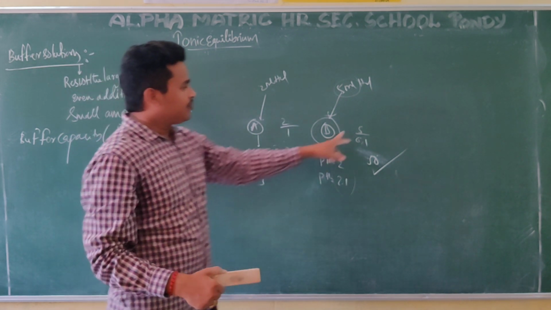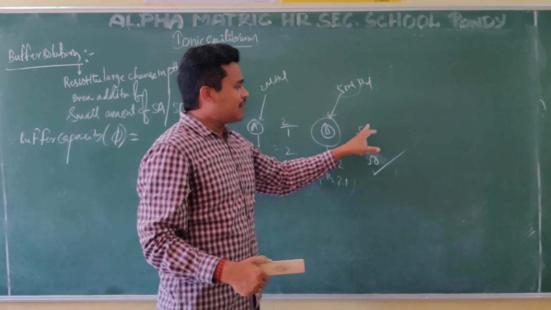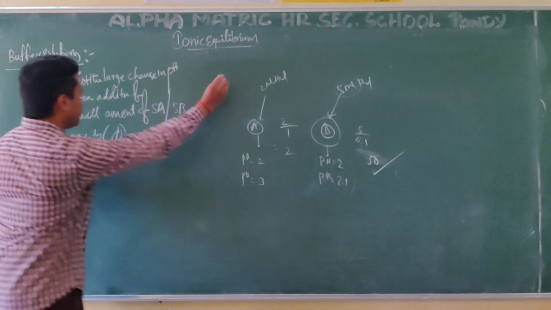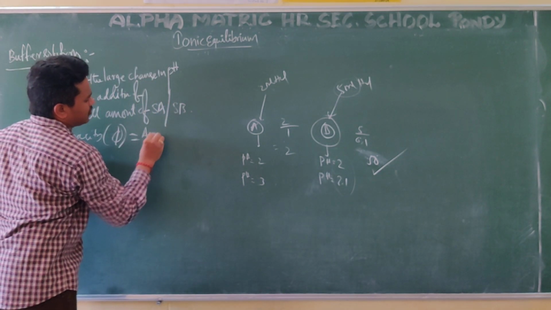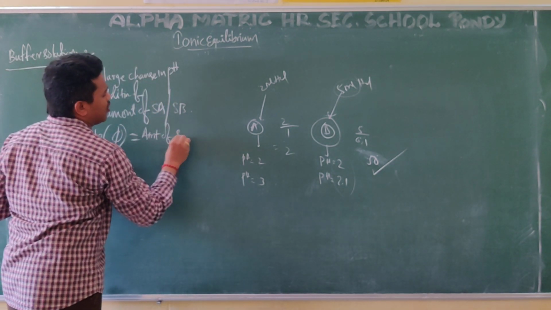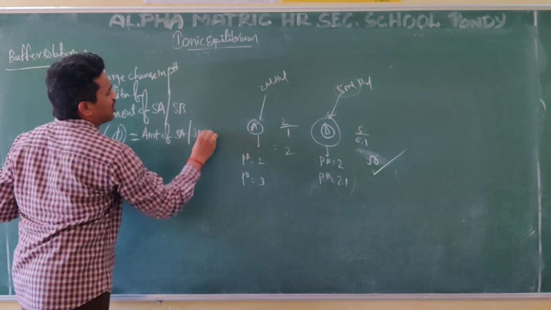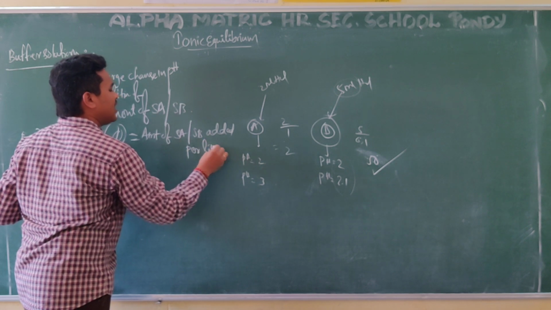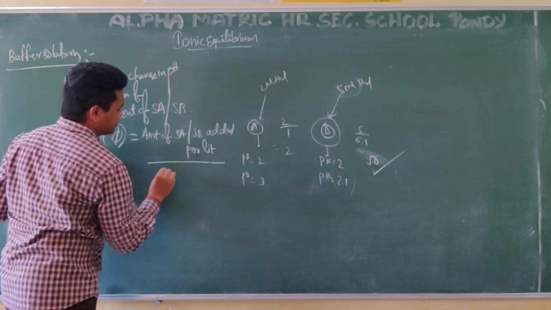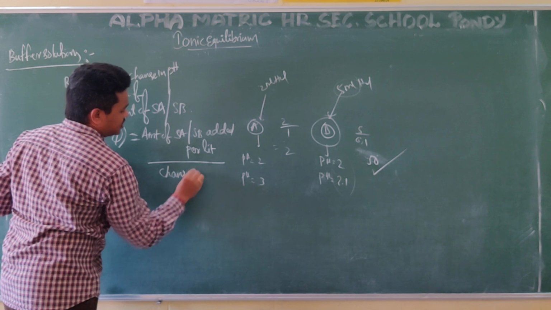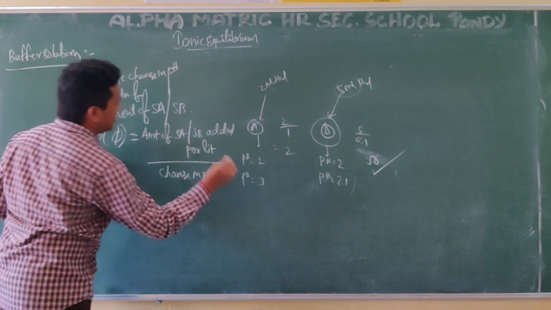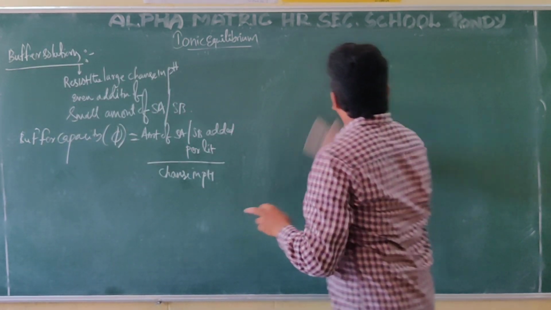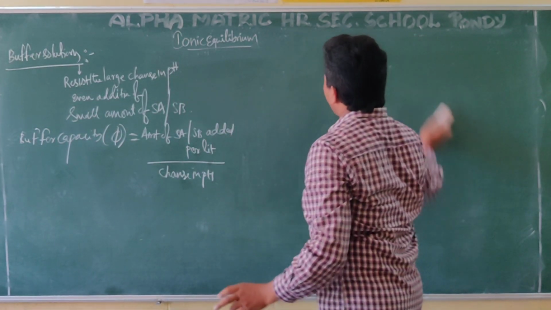Now, how do we tell the amount of acid or base added to the 1 liter solution by changing the pH? That is the formula. Buffer capacity means the amount of strong acid or strong base added per liter, always keep in mind, per liter, divided by the change in pH. This is the important formula, and this is the buffer capacity.